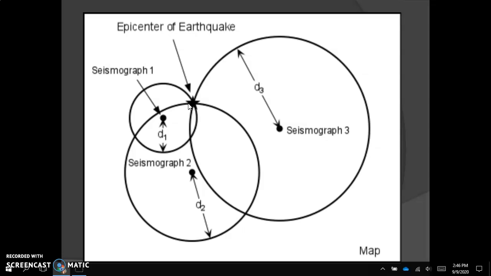You guys won't have to do that with the 3 circles like this. We just need to know what the epicenter is, and that we have to have 3 seismographs to be able to determine the epicenter.